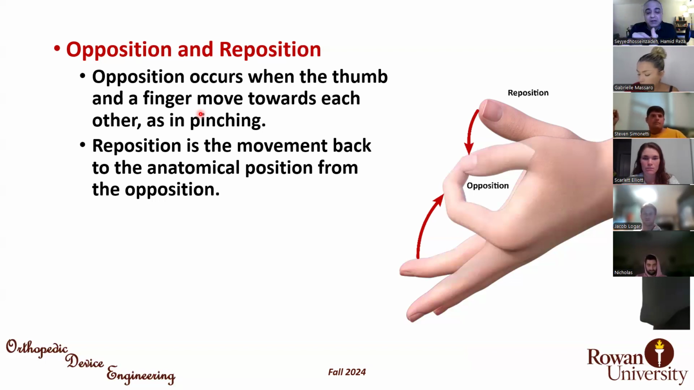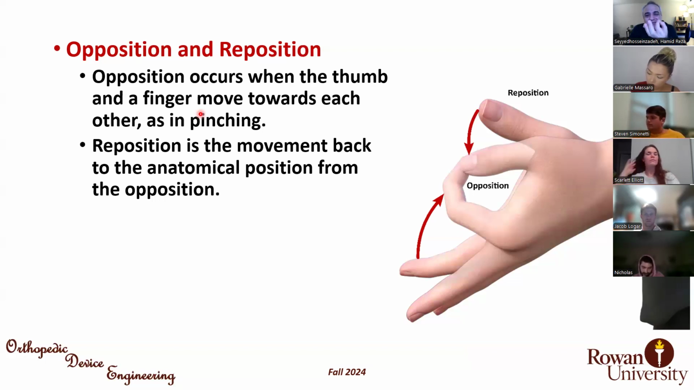Opposition is a motion, but it is a combination of several motions: flexion, internal rotation, abduction of the thumb, and flexion of the other finger, as you see. And when we return the thumb to its original position, it is called reposition. So opposition, reposition.